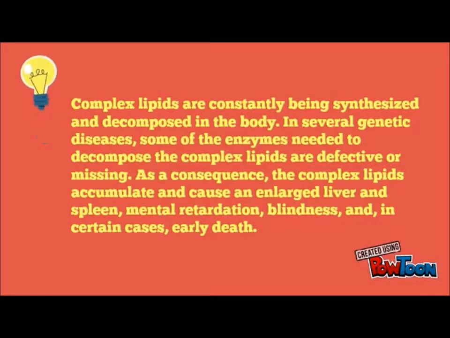Complex lipids are constantly being synthesized and decomposed in the body. In several genetic diseases, some of the enzymes needed to decompose the complex lipids are defective or missing. As a consequence, the complex lipids accumulate and cause an enlarged liver and spleen, mental retardation, blindness, and, in certain cases, early death.